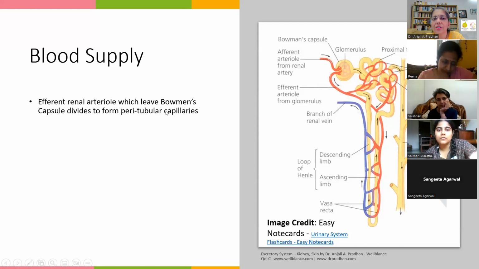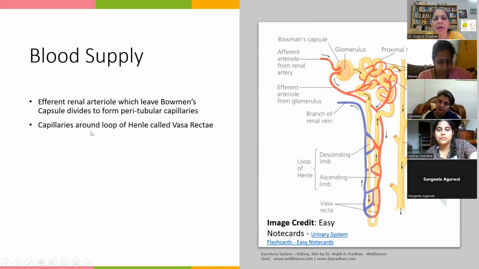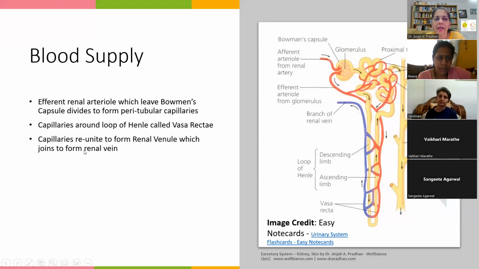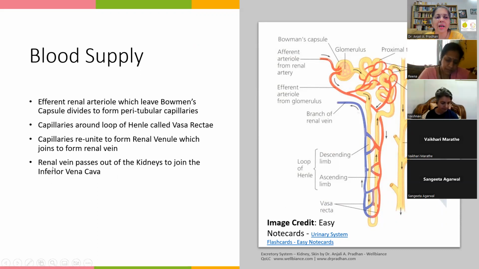The efferent renal arteriole which leaves the Bowman's capsule divides to form the peritubular capillaries. Then the capillaries around the loop of Henle are called vasa recta. Capillaries reunite to form the renal venule, which joins to form the renal vein. It is the reverse process: first it divides on entering, then it reunites on the way out. The renal vein passes out of the kidney to join the inferior vena cava.